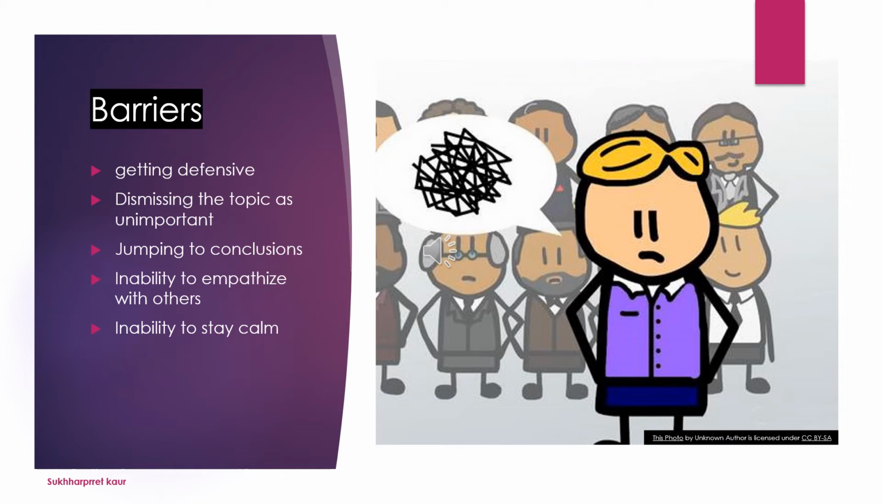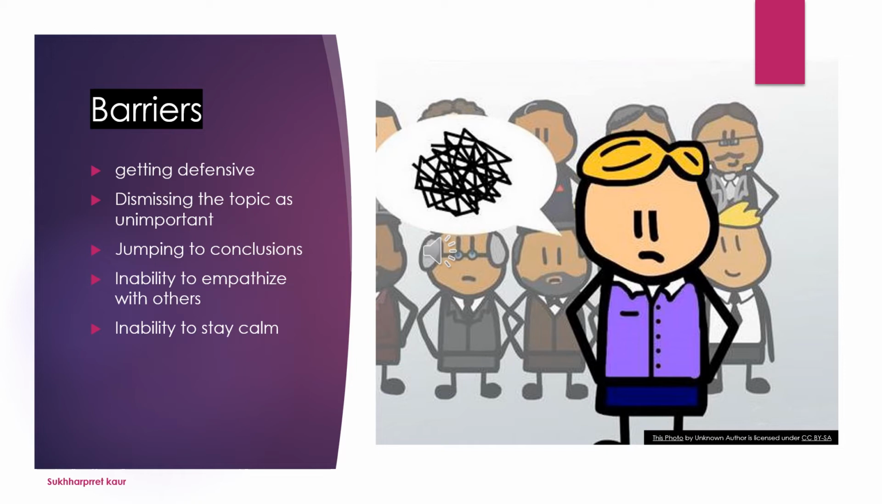The second one is dismissing the topic as unimportant. If somebody comes to you with a conflict and they are venting their frustrations and you respond in this way, you are dismissing the topic as unimportant. If it's important to them, it needs to become important to you. It is important for you to know this: feelings are neither right nor wrong, they are simply information. You should never say something like, you shouldn't feel that way.